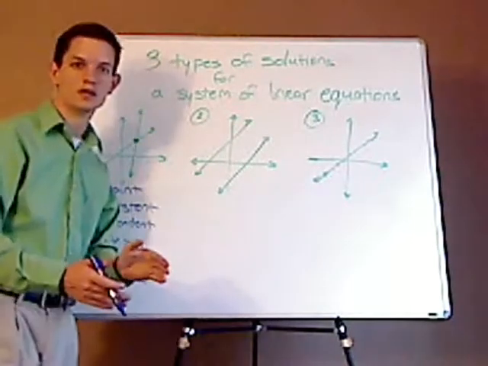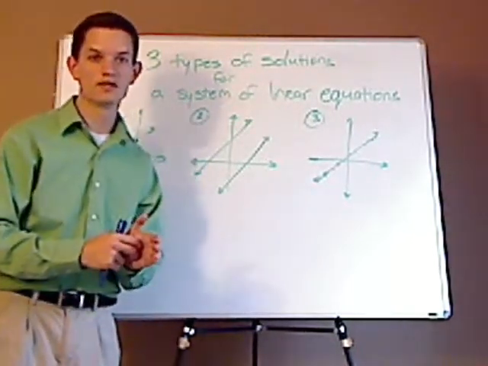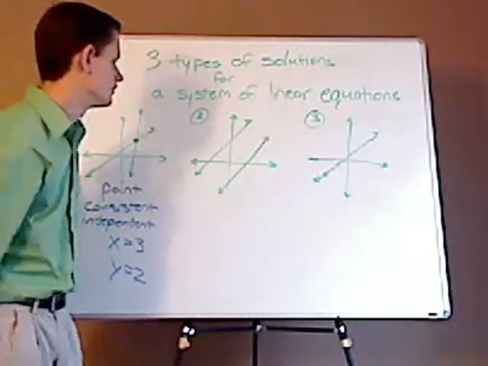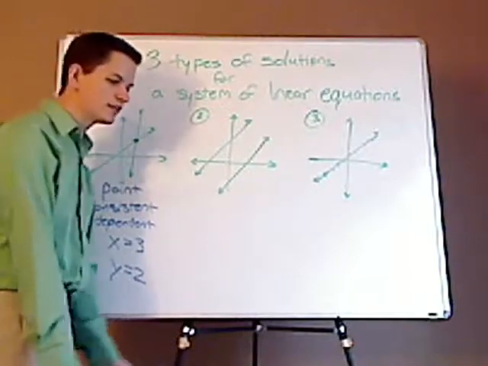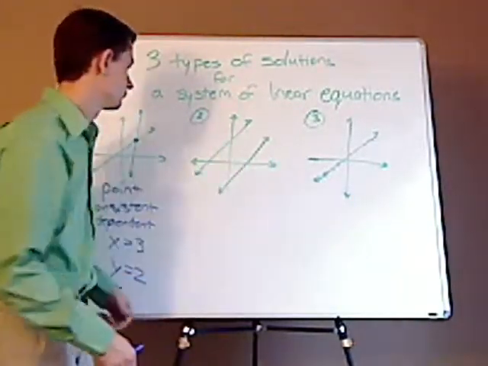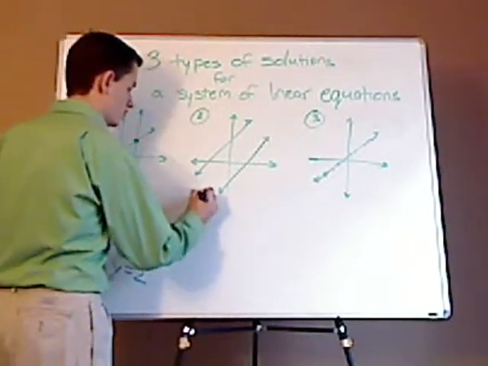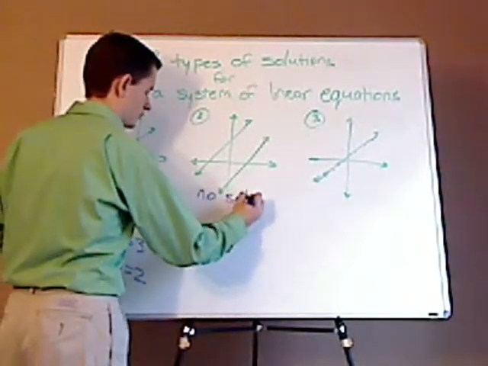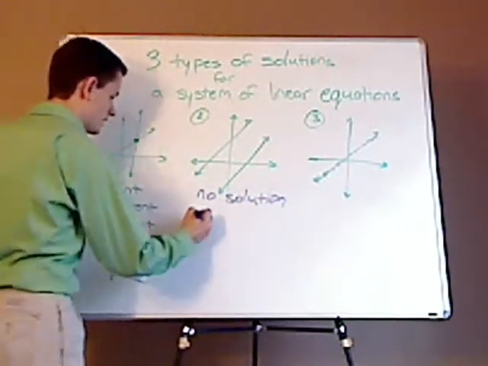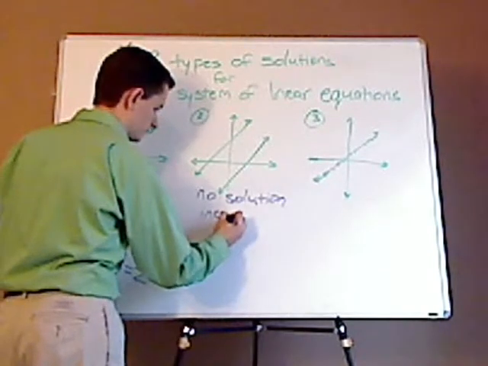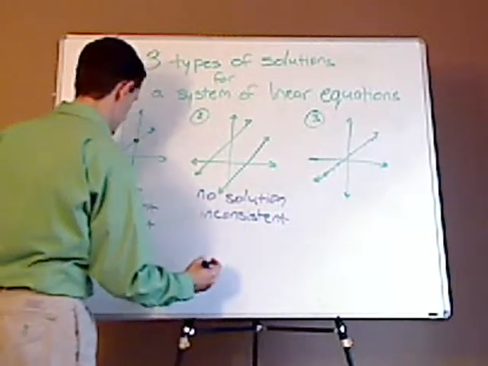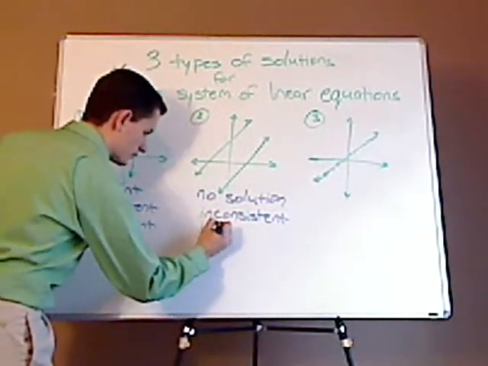Now over here, number 2, they have different y-intercepts and they have the same slopes. They're running parallel to each other. And so in this case, in an xy plane, they're never going to intersect. And so there's no solution. And that's what's called inconsistent and independent.